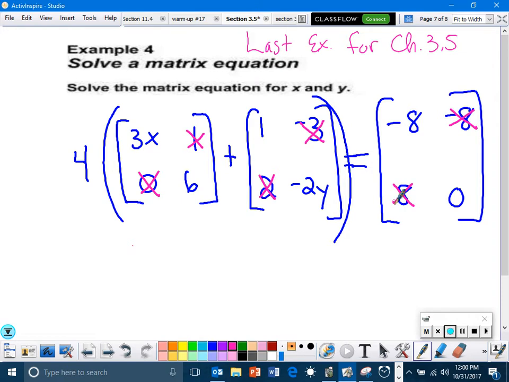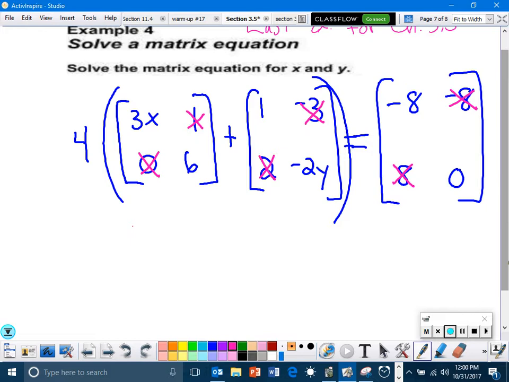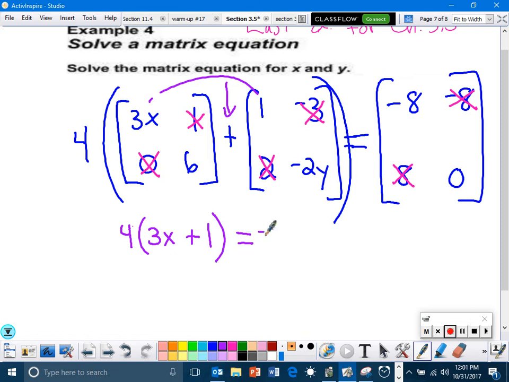So what we're going to do is we're going to write two equations based on what we've learned with the matrices. So starting with the top, okay, first of all, there's a scalar in front, which is 4. So the top of the matrix, I'm going to go 4 parentheses. Now I have a 3x, and I'm going to add it to the 1. Okay, these two are going to get added together. Close it. And it's going to equal what's in the other matrix, -8.